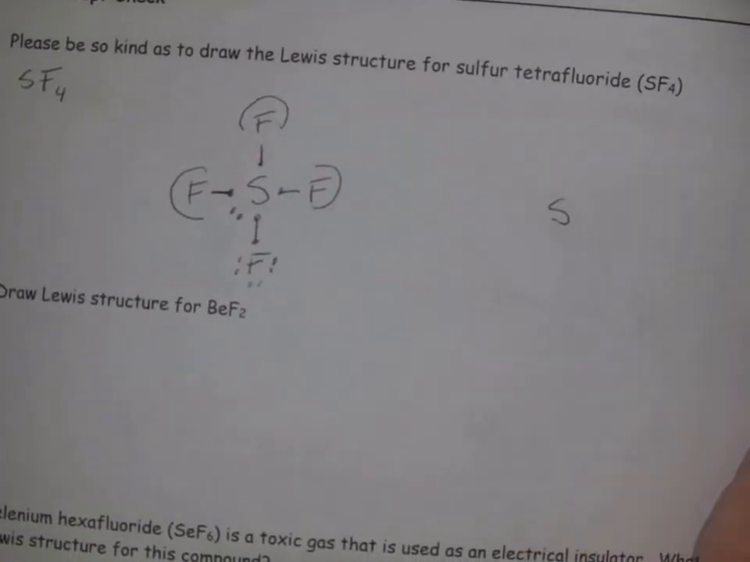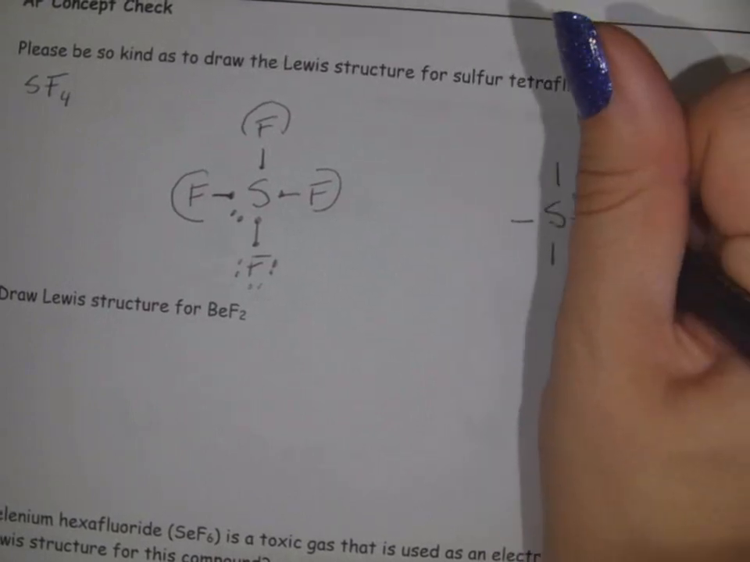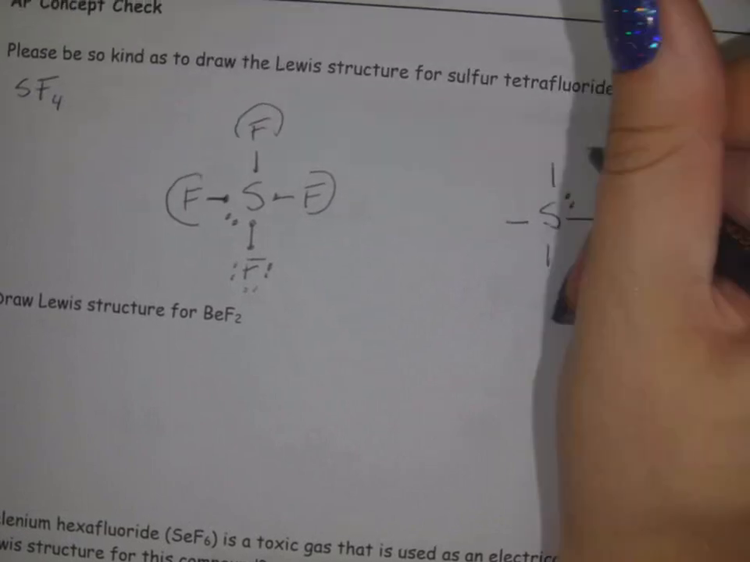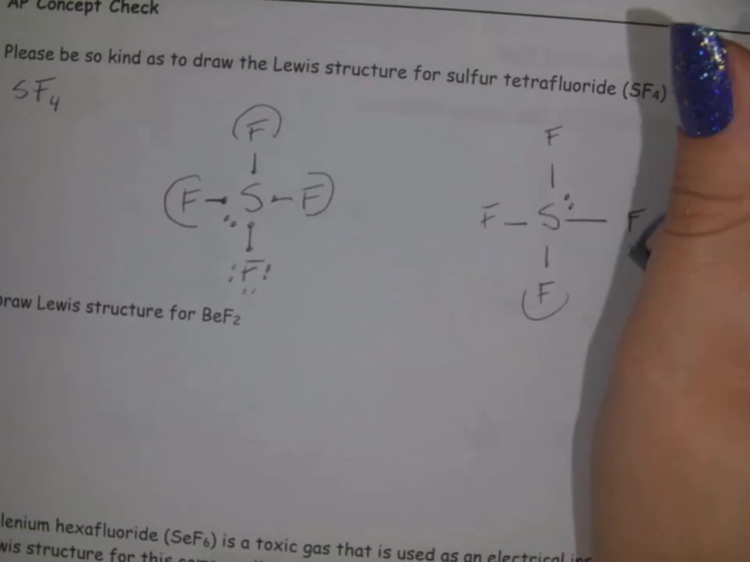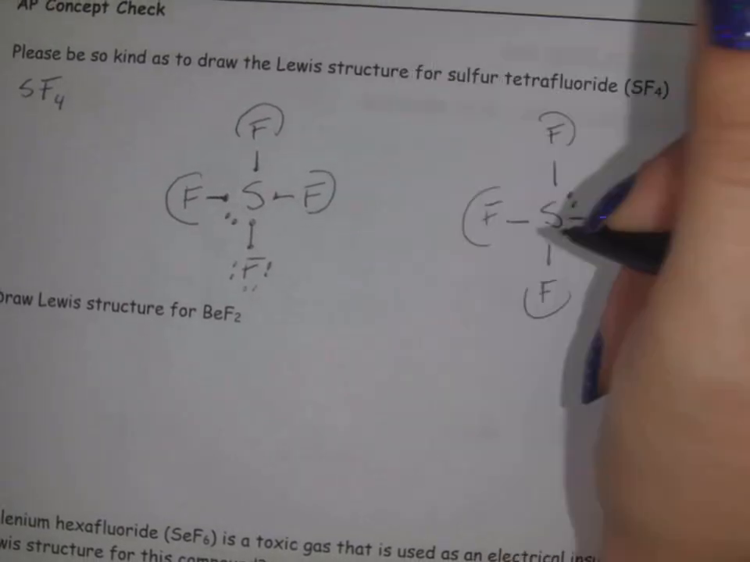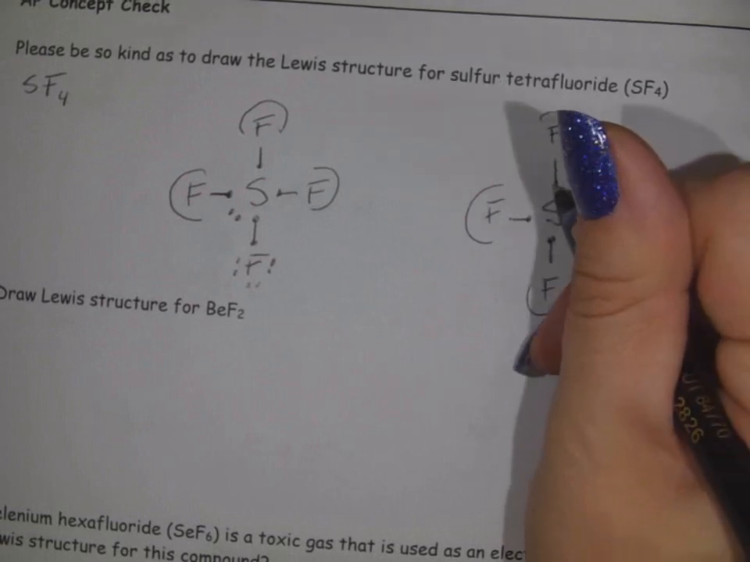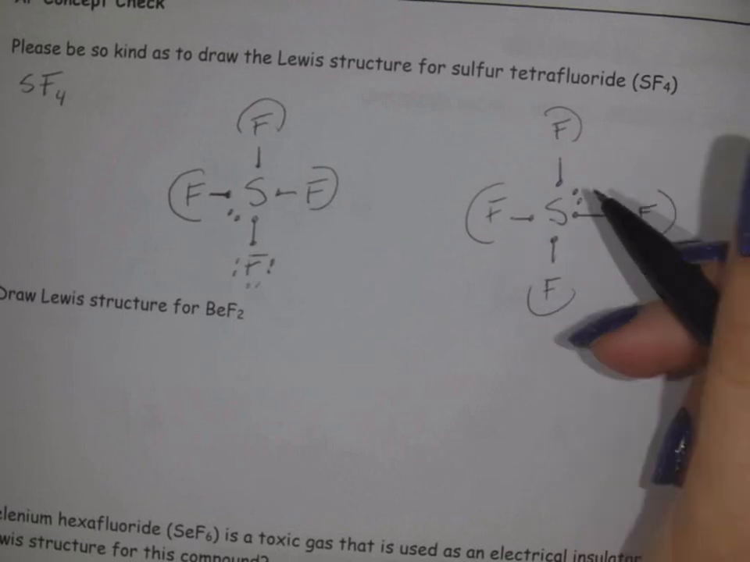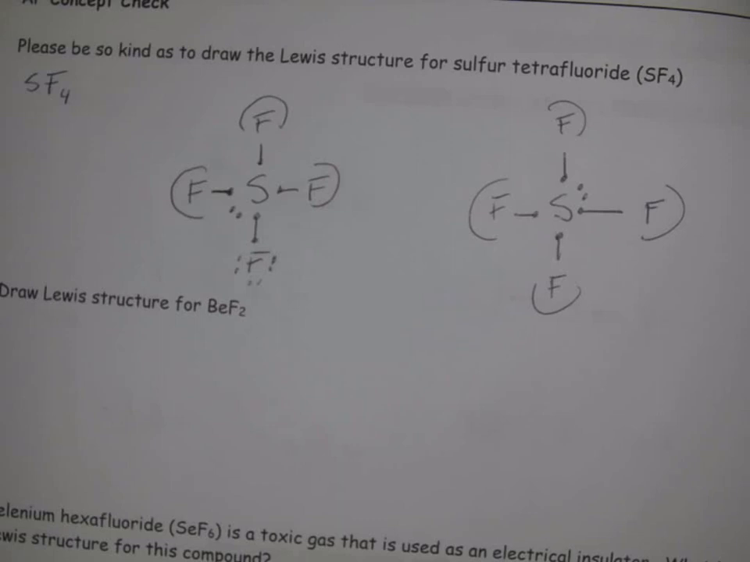This sulfur feels like it has 2, 4, 6, 8, 10 electrons. But that's okay because it had 6 valence electrons to begin with, and that's what we're still looking at now. It's sharing 4 of them, and then 2 of them, it's not sharing. It's keeping them as a pair for itself. So that is the valid Lewis dot structure for sulfur tetrafluoride.